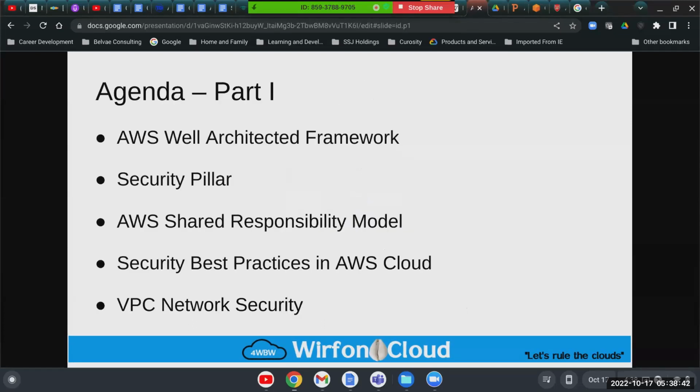Okay, so this was the agenda for part 1. So in part 1, for those of you who were here, you recall that we covered what was known as the AWS well-architected framework. It was just a brief overview of how to design, build, and maintain an AWS cloud. So these are more or less tips or best practices in doing so.